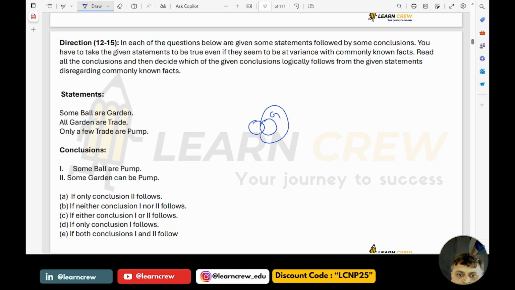All gardens are trades. Only a few trades are pumps. Now, see, only a few trades are pumps, not all trades. Okay, so some balls are pumps. Wrong. Second one, some gardens can be pumps. These can have an intersection, right? So some gardens can be pumps is correct. Possibility. So here the answer is only 2. Only 2 means option A.